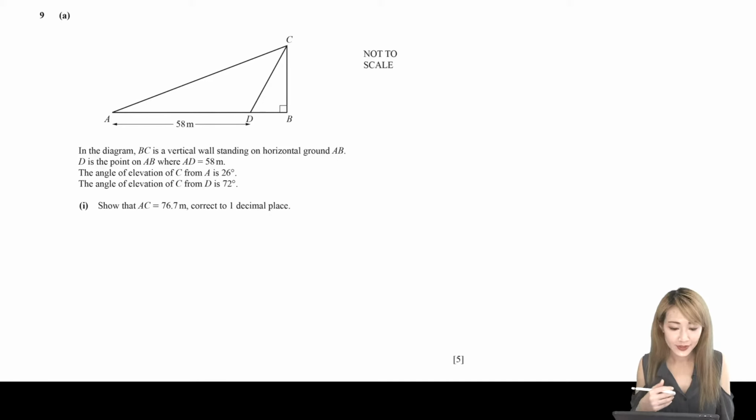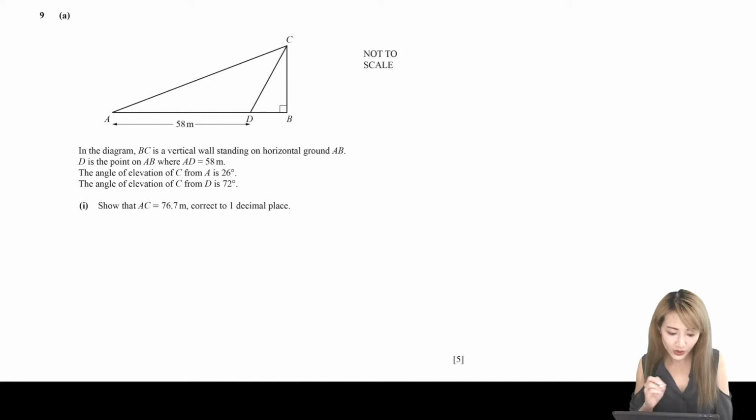9a. In the diagram, BC is a vertical wall standing on a horizontal ground AB. D is the point on AB where AD equals 58 meters. The angle of elevation of C from A is 26 degrees. The angle of elevation of C from D is 72 degrees. 1. Show that AC equals 76.7 meters correct to 1 decimal place.